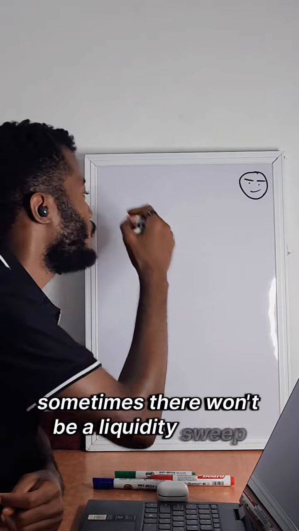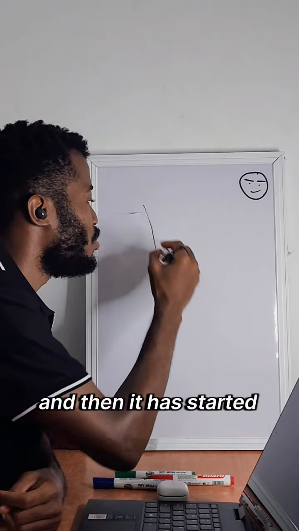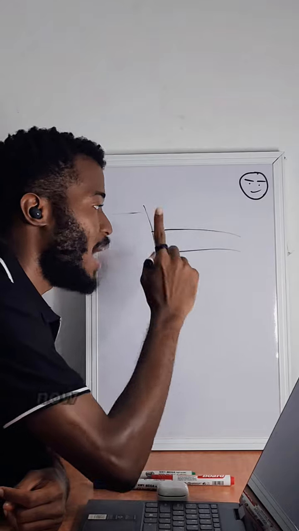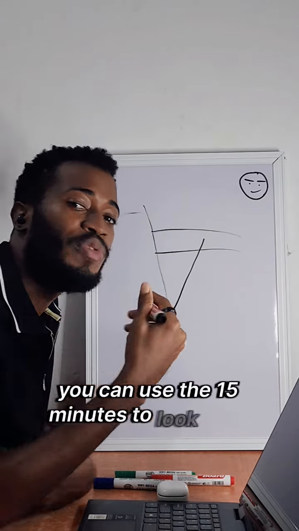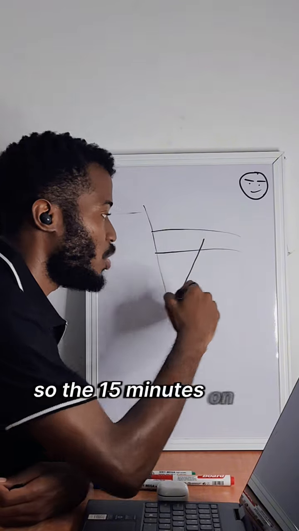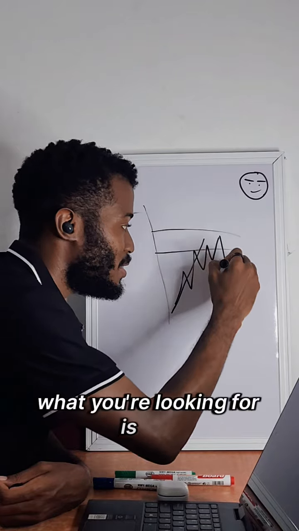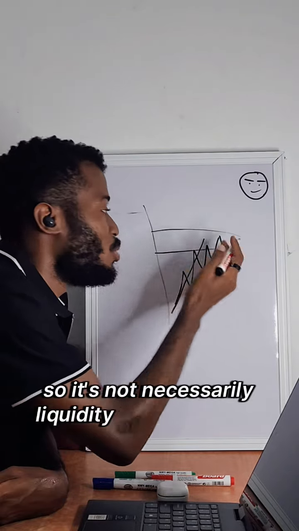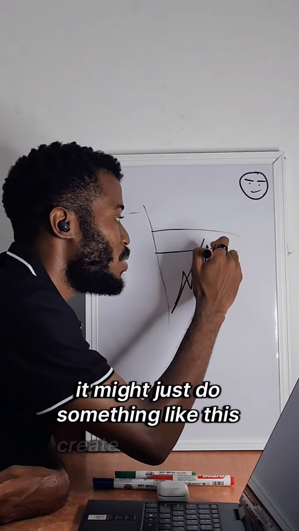Sometimes there won't be a liquidity sweep. Maybe the 4-hour time frame has swept liquidity somewhere here, and then it has started moving down. There's a fair value gap here. Now, when price comes back into that fair value gap, you can use the 15 minutes to look for a change of character. So the 15 minutes on its way here would look something like this. On the 15 minutes, what you're looking for is this. So it's not necessarily a liquidity sweep of any liquidity to the left. This might not even take out this high. It might just do something like this, create a lower high.